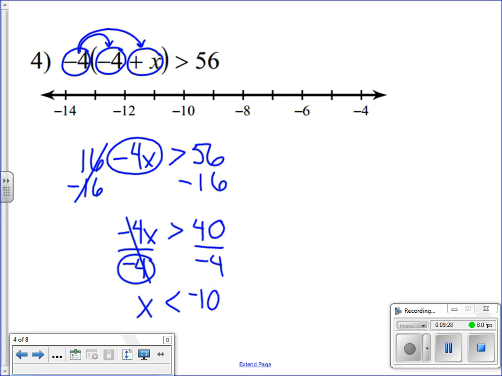Again, I have to graph it. Now this time it's only less than negative 10. So I'm going to have an open circle here. I'm not darkening it in because it is not including 10. It's all the numbers that are less than 10. So I'm going to darken in my arrow here, and I'm going to darken in my line because it's all my numbers that are less than 10. It does not include the 10, so that does have to stay open.